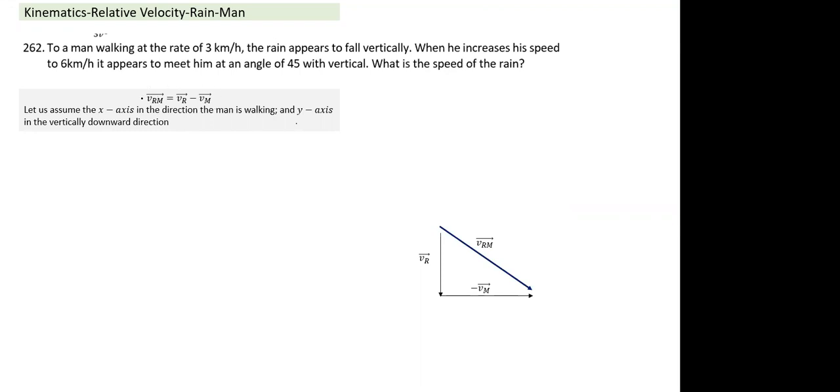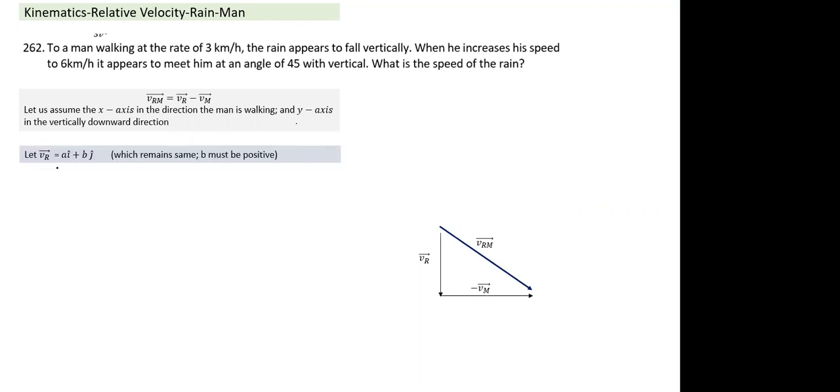We'll break it down into 2 components. We have to choose x-axis and y-axis, so let's choose them in a way that makes the problem simple. So we assume x-axis in the direction the man is walking, and y-axis vertically downward. Why do we take vertically downward? So at least the rain velocity's vertical component becomes positive.